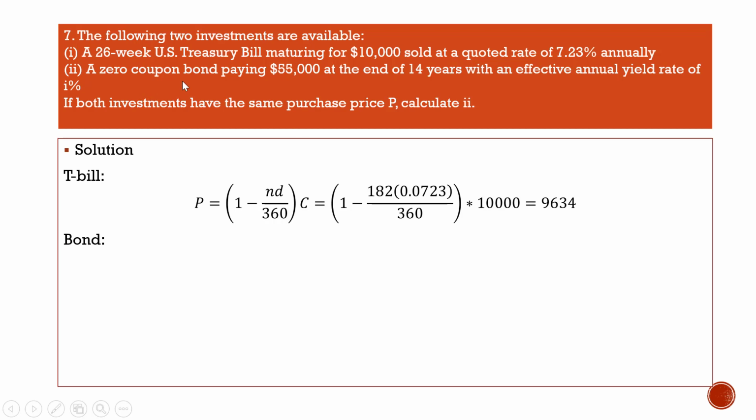The second investment is a bond with zero coupon, and there's a redemption value of $55,000 at the end of 14 years. So the present value of this bond, the price of this bond, is just $55,000 times 1 plus I to the negative 14. Suppose I is the yield rate of this investment. Since both investments have the same purchase price, we can set this equal to 9,634 and solve for I. So I is around 13.25%.